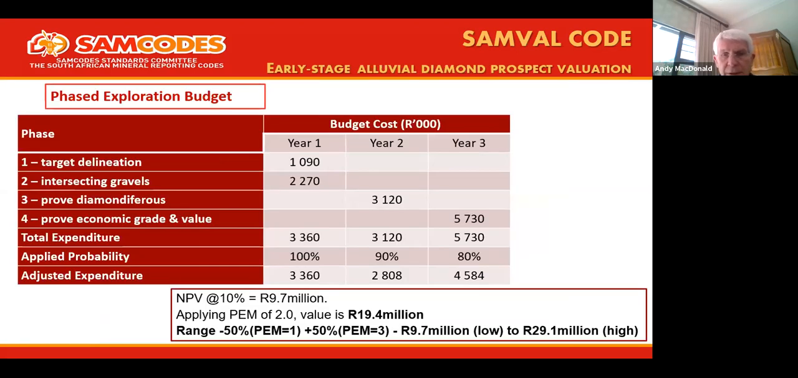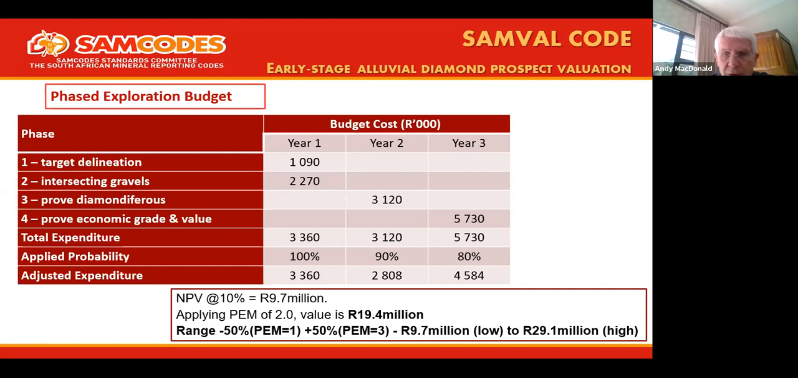So let's take an example of an exploration budget for this little property. We're going to go through 4 stages of doing target delineation, which would hopefully then we'd do some work to intersect gravels. We then do some sampling and we can confirm that the gravels are diamondiferous. And then we can do further analyses and valuation of the diamond parcel to say we have an economic grade and value. That would be over a 3-year period. On a simple basis, if you take those cash flows, in the first year I would guarantee spending 100%. The second year, I might spend less, so 90%. And year 3, lesser again, so I apply an 80% probability. The NPV of those 3 adjusted expenditures then comes to 9.7 million rand.